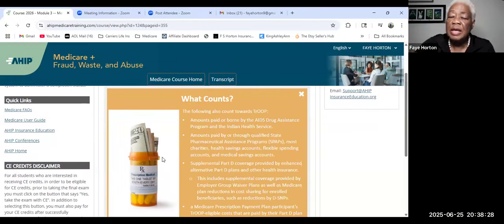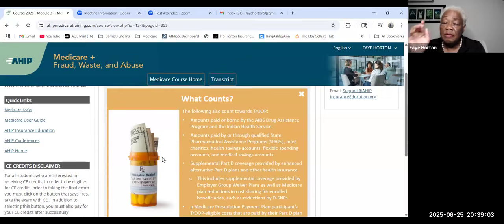The following also counts towards TROOP. Amounts paid or borne by the AIDS Drug Assistance Program and the Indian Health Service. Amounts paid by or through qualified state pharmaceutical programs, most charities, health savings accounts, flexible spending accounts, and medical savings accounts. Supplemental Part D coverage provided by enhanced alternative Part D plans and other health insurance.